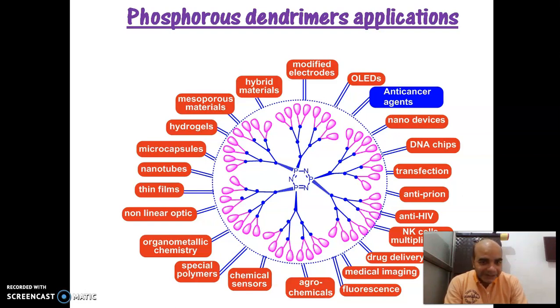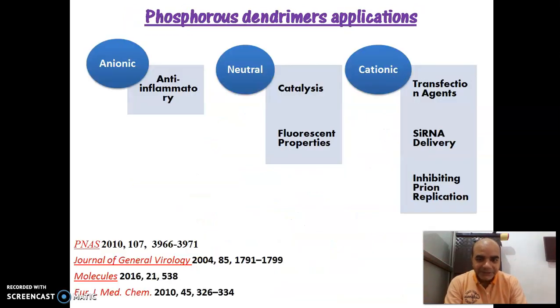In fact, the name dendrimer for this molecule has arisen from the word dendron. Dendron means tree; it's a Greek word. So let's see how these dendrimers can be used in different fields.